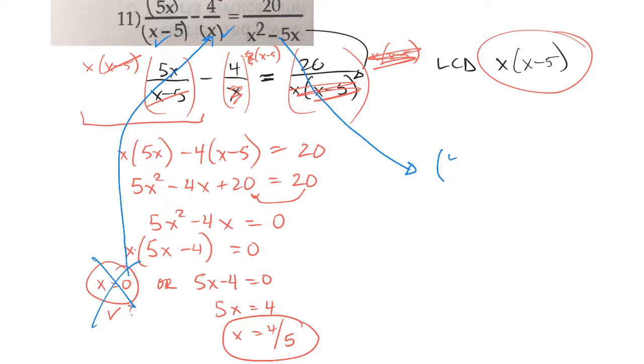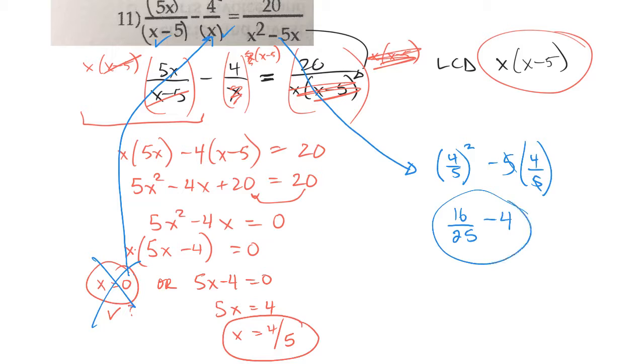Maybe I'll try it. So 4/5 squared minus 5 times 4/5. 4/5 squared would be 16/25. And then here the 5's cancel, so it would be minus 4. There's no way that's coming out to 0. Therefore, that 4/5 is my answer.